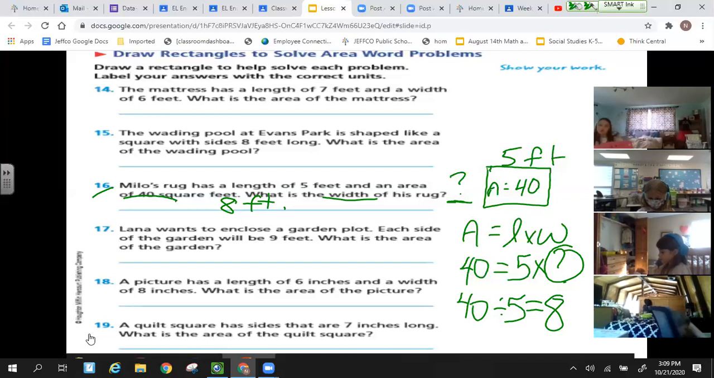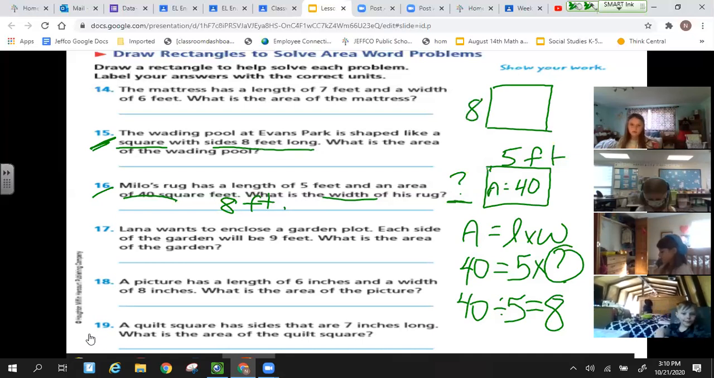Let's do one that has the word square in it, because that's a little tricky. Let's look at number 15. The wading pool at Evans Park is shaped like a square. What do we know about a square? Ellie. A square has all 4 sides equal. So if I know it's a square, and it says that it has sides of 8 long, I know that all 4 sides are 8 feet long, right?